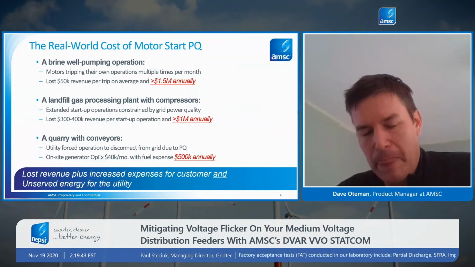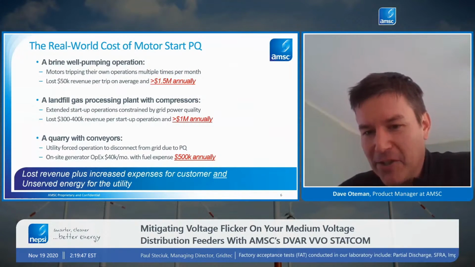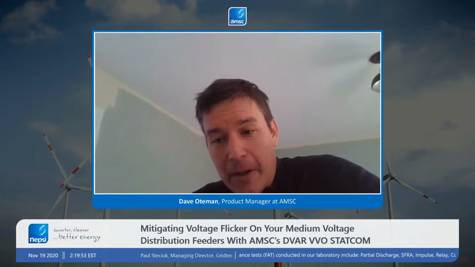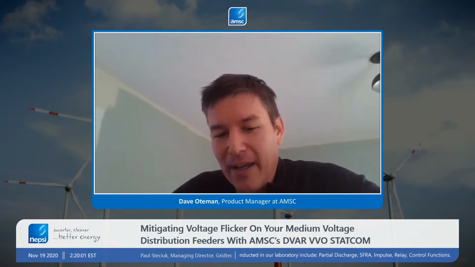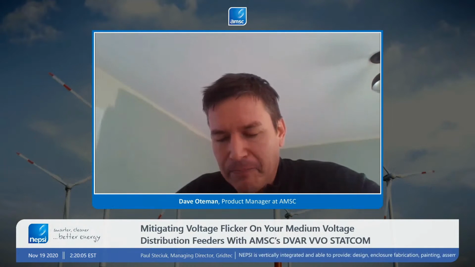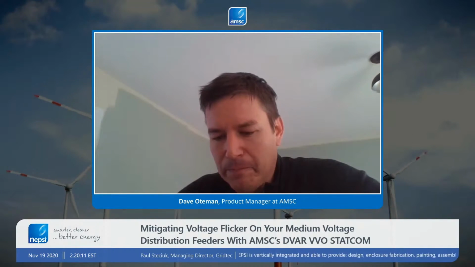I think the other point is that the utility often loses in this situation too, because when these operations trip or have to fail, or in the last case, go completely off the grid, the utility is not serving that energy any longer. So it's really a lose-lose situation, and this is really why we're excited to be able to bring a solution to the problem.